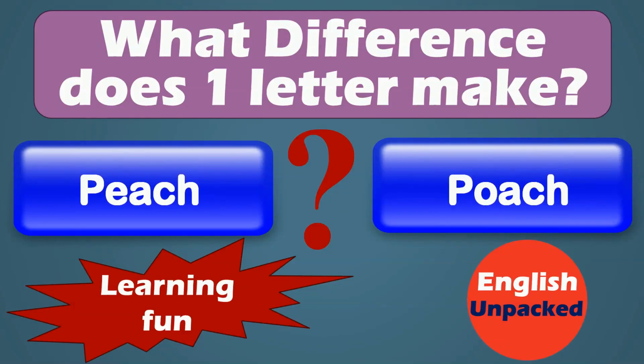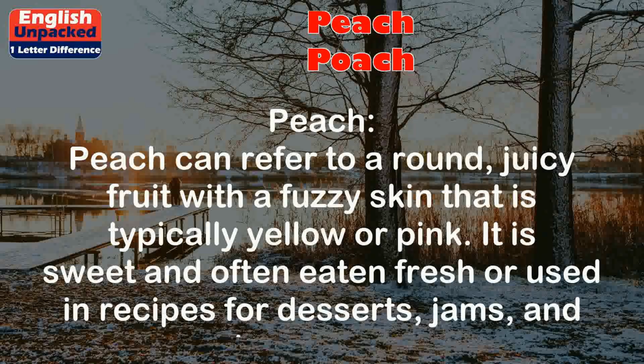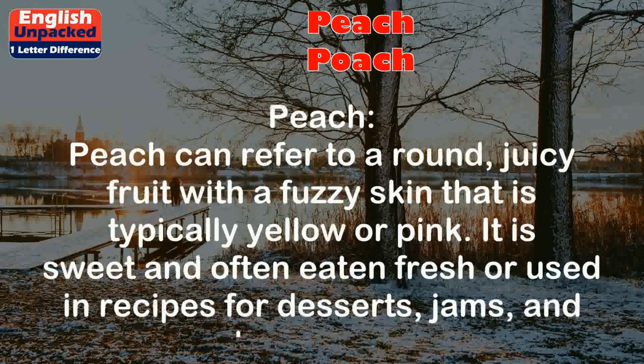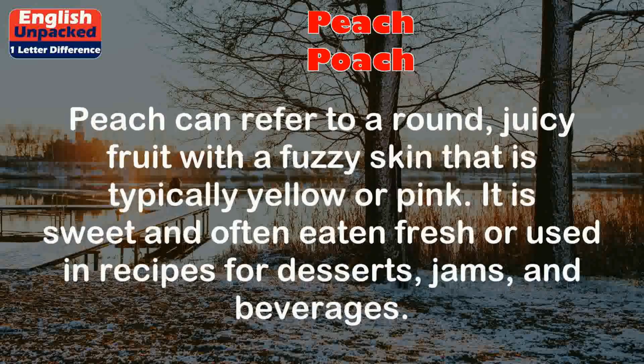Peach and poach. Peach. Peach can refer to a round, juicy fruit with a fuzzy skin that is typically yellow or pink.